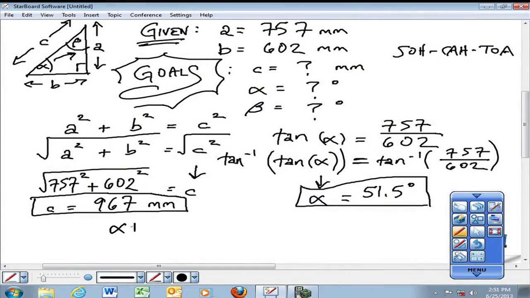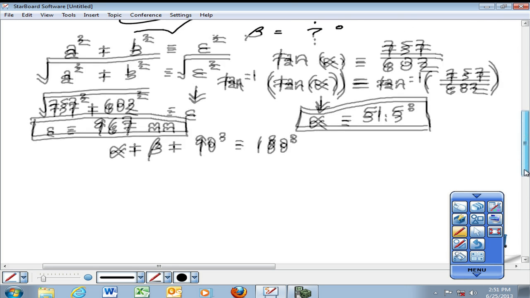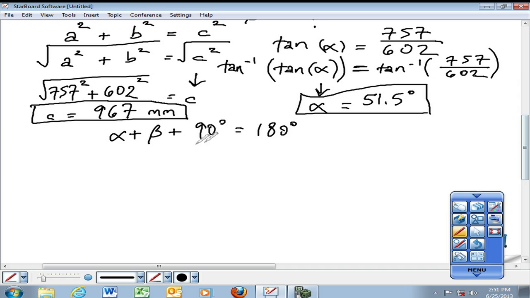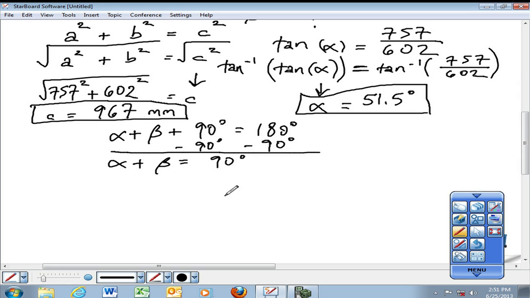So let's take a look at what would happen here. You've got your alpha plus your beta plus, of course, that little square represents 90 degrees, and we know the total is 180. If you subtract 90 from both sides, now we're sitting here at alpha plus beta equals 90 degrees. We just did some good work here to solve for alpha.